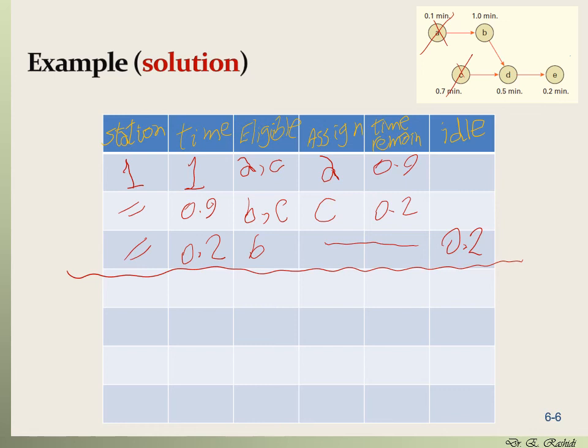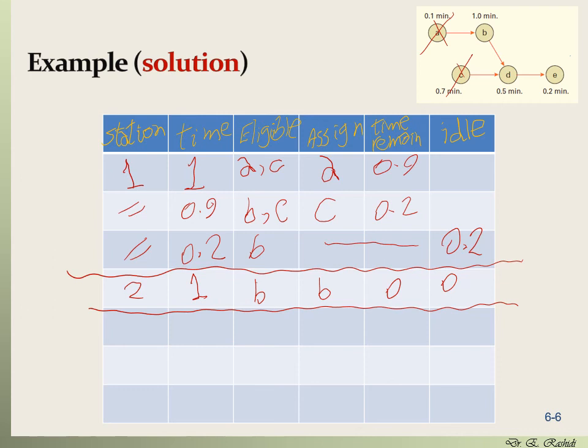All right, we're going to open workstation 2. We have 1 minute, the cycle time, available. The eligible task is B, and we're going to assign it because it requires just 1 minute. So 1 minus 1 minute for task B means that we have 0 left here. So we're going to close workstation 2 by assigning only one task here.